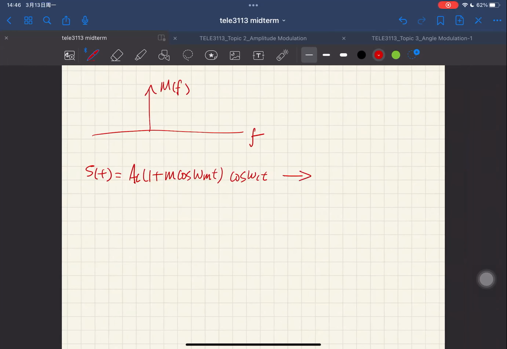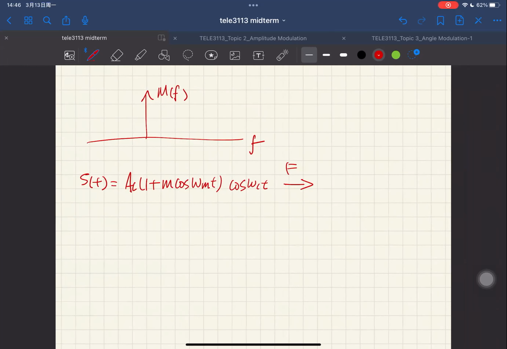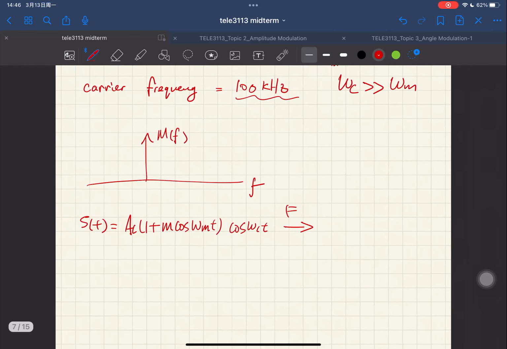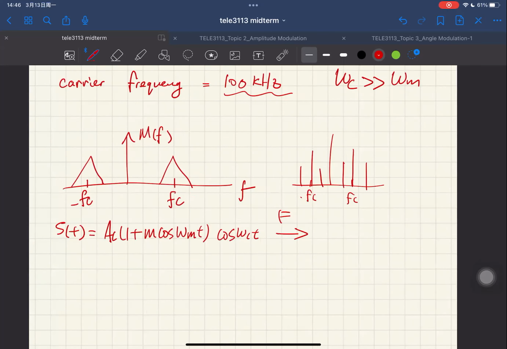After you do the Fourier transform, you're gonna have two components which look like this. You're gonna have your negative FC and your positive FC, and it's gonna look like two triangles. When you actually do the lab, you're gonna see spikes. It's gonna be FC, negative FC, positive FC, and you're gonna see this kind of spikes over there.